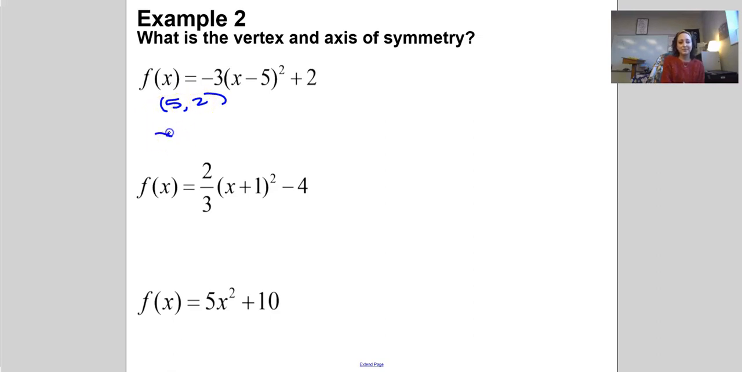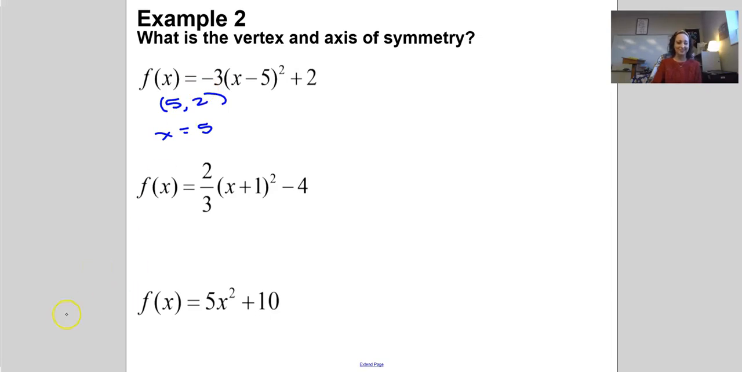And then my axis of symmetry is always going to be x equals the x value of the vertex. So just x equals 5 will be the axis of symmetry. So that will cut the parabola perfectly in half. I'm going to force a pause on your screen. Actually, before we do that, this first f of x, does it open up or down? It's going to open down, and that's because of your leading coefficient. Your a value here is negative. So this parabola is going to have a vertex at 5, 2, and it's going to open down.